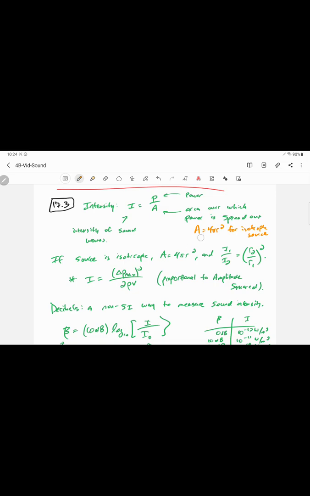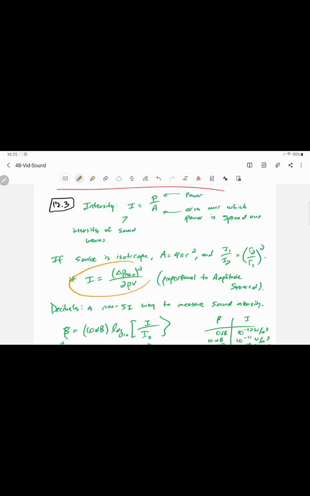Okay, and then also you can compare. Because the area is proportional to r squared, I is inversely proportional to r squared. So if you have some source, its power is constant, and the intensity is just a function of distance. This value r, r is like the radius. If this is the origin, it's where you are relative to the origin. And so intensity is inversely proportional to r squared. So that's what this formula is saying right there.